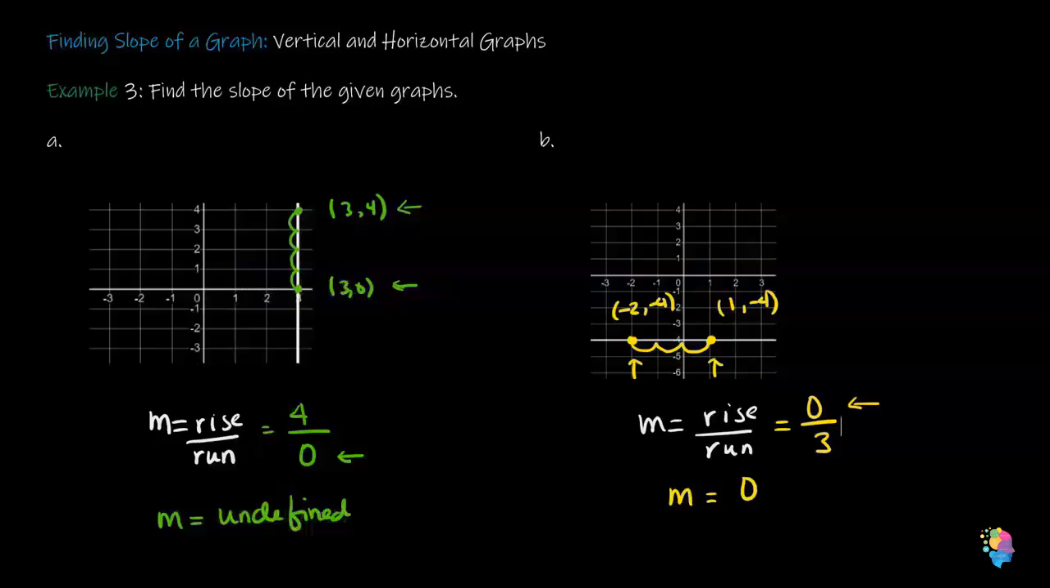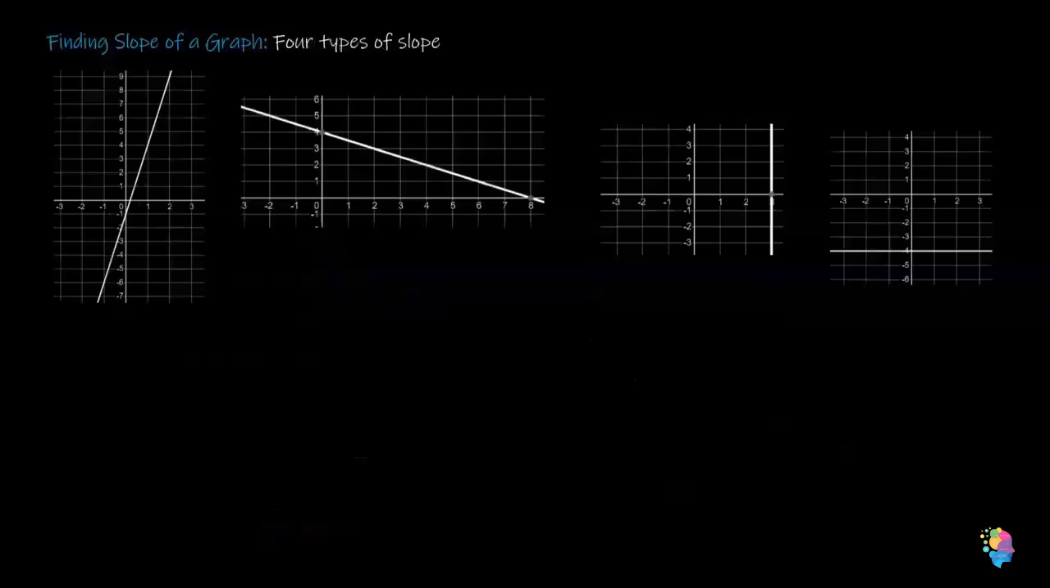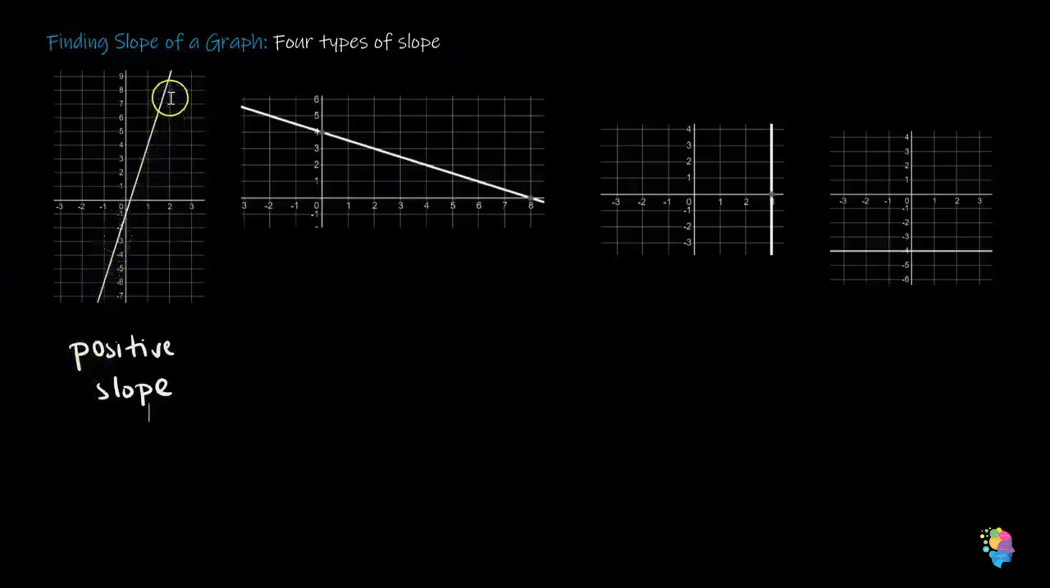So let's do a summary here of the 4 different types of slopes that we saw in these examples. Okay, so you're always going to have a positive slope if your graph rises from left to right, like this one. From left to right is going up. You're going to have a negative slope if your graph falls from left to right. This graph is going down as you move from the left to the right.